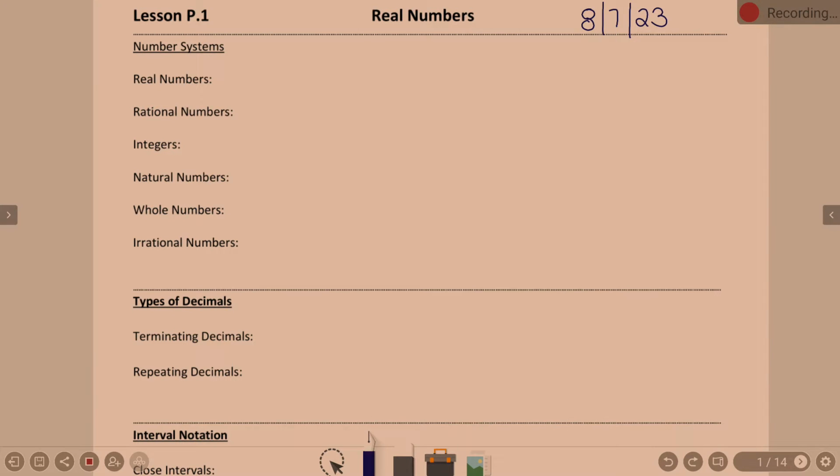Okay, guys, in P1, first thing we're going to kind of review are number systems. All these words should look familiar to you, but can you tell me what they mean? If I had to guess, probably not necessarily in all of them. What would you say about a real number?